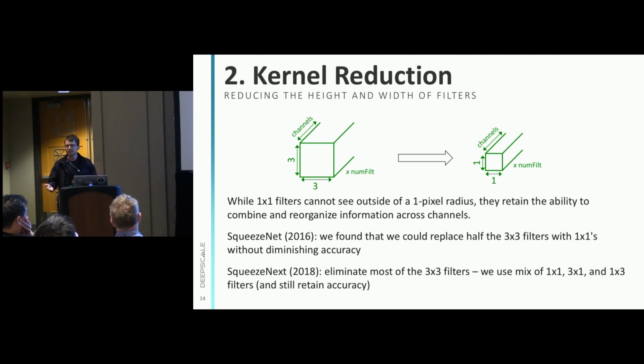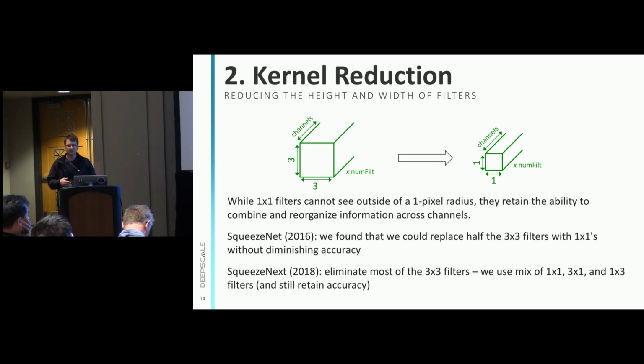And compared to an initial model that we started with, that we described in the SqueezeNet paper, we were able to replace half the 3x3s with 1x1s and still retain the same accuracy. Beyond that point, accuracy started to degrade in a gradual manner. But basically, I think there are a lot of nets out there that still use 3x3 filters way too liberally. In SqueezeNext, 3x3 filters are mostly eliminated.